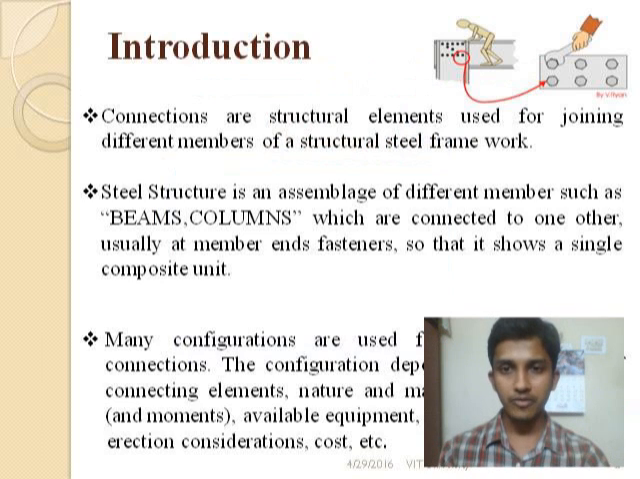So, connections are structural elements used for joining different members of structural steel frameworks. Connections we basically see for steel structures. A structure is an assemblage of different members such as beams and columns, which are connected to each other, usually at the member and fasteners, so that it shows a single composite unit.